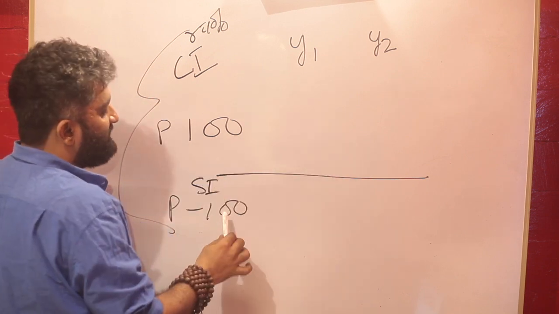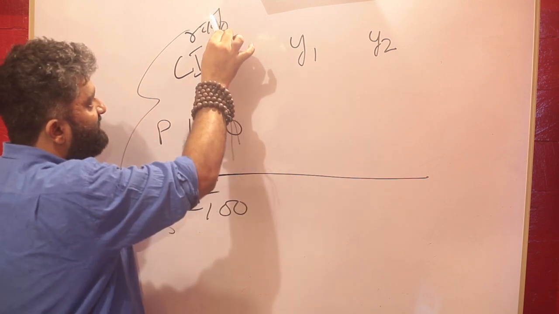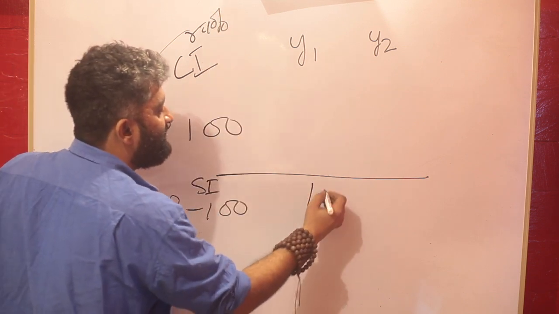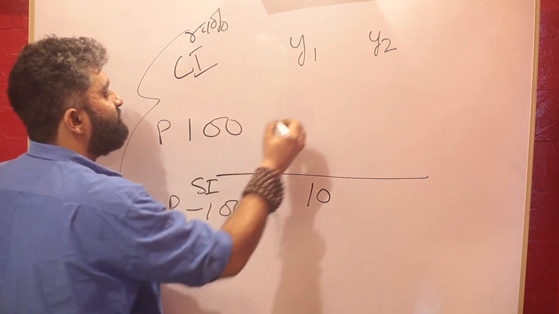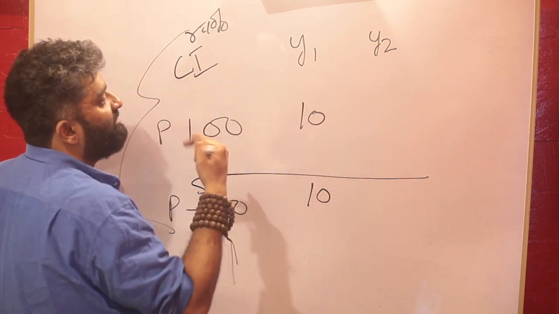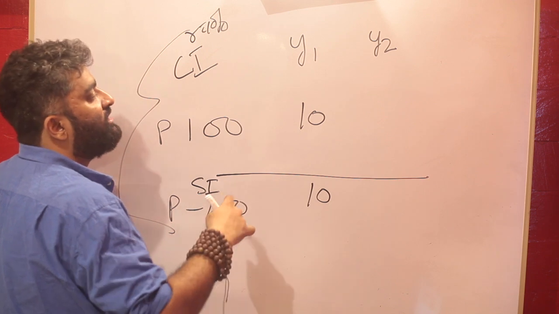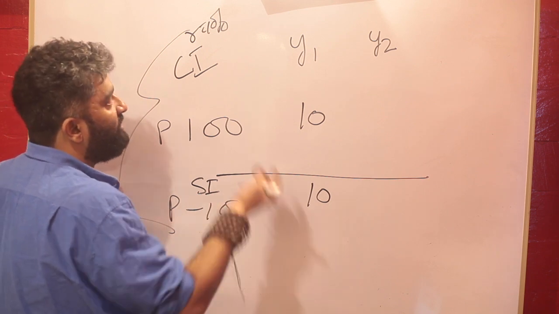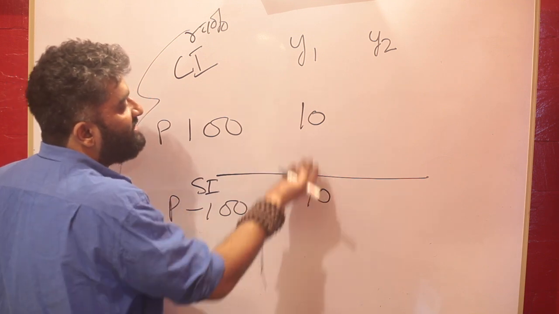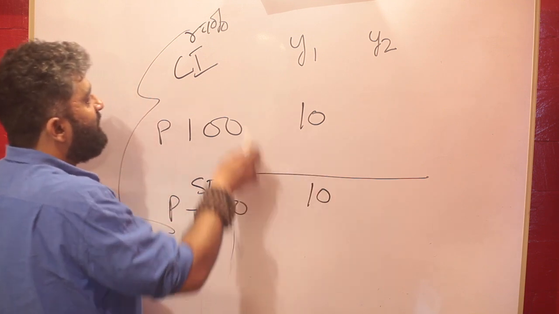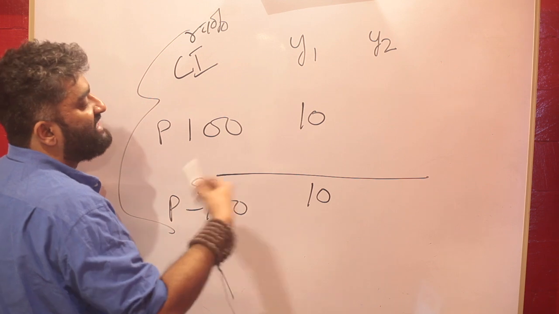So in the first year for SI, a rate of 10% of 100 would give me 10. And for CI, the principal is 100, a rate of 10% would give me 10. That means for the first year, or if there is only one time cycle involved, there is no difference between CI and SI. There is no difference between the interest. What about the second year?